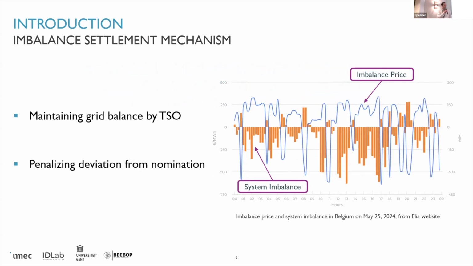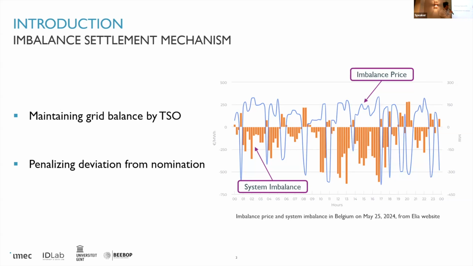As you know, there is a need to keep the balance in the grid between supply and demand, and this is the responsibility of TSOs. They do that to make sure the frequency is always maintained in an acceptable range. To do that, they try to penalize participants who deviate from their own nomination by imbalance prices.